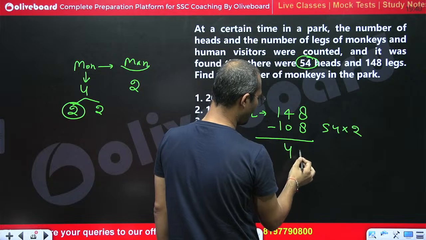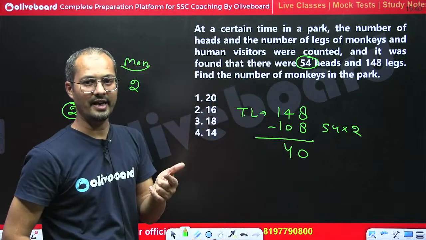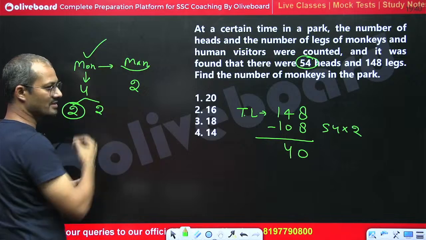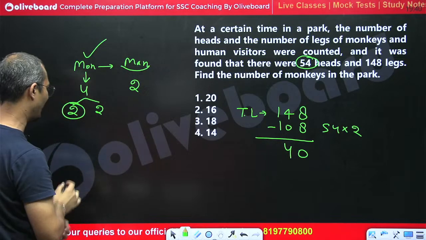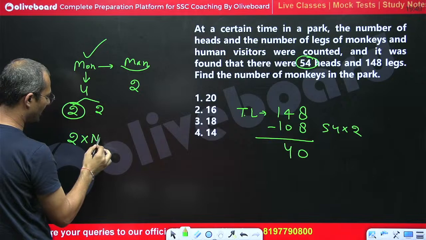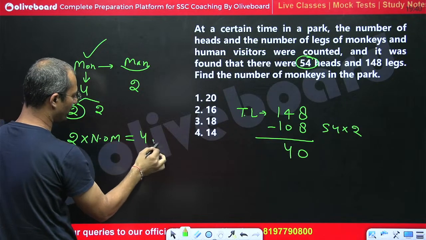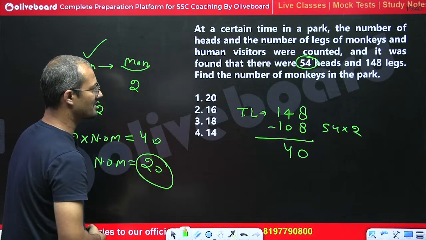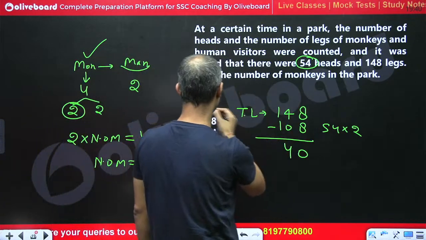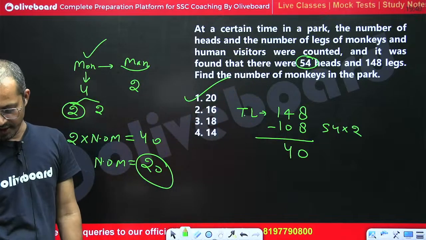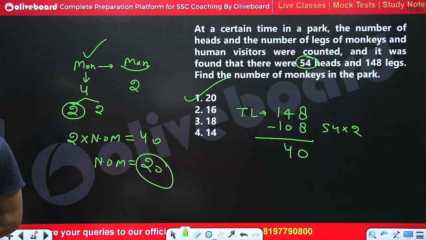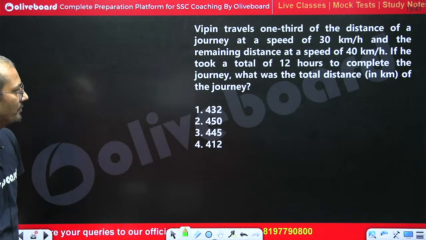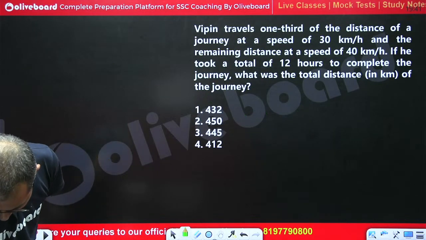So we have 40 extra legs. These 40 extra legs are coming from monkeys, so each monkey has 2 extra legs. So 2 into the number of monkeys would be equal to 40. So the number of monkeys would be equal to 20. The question is asking the number of monkeys in the park, so the answer would be 20. Yes, 20 is the right answer. Is this okay? Moving to the next question, tell me what would be the answer.